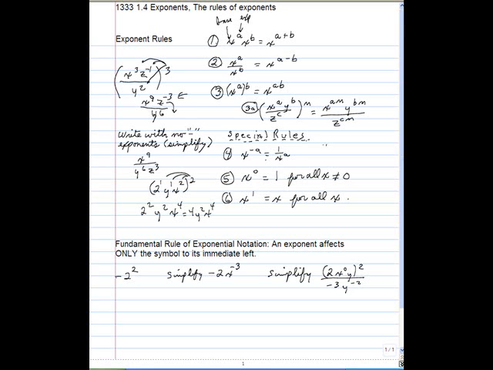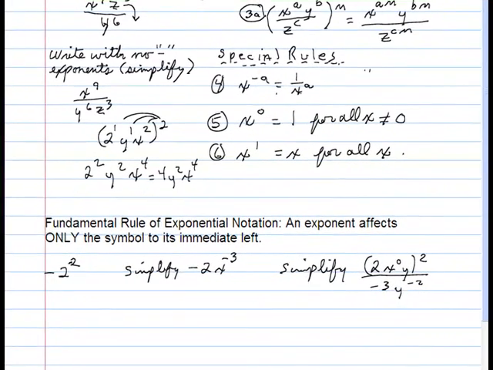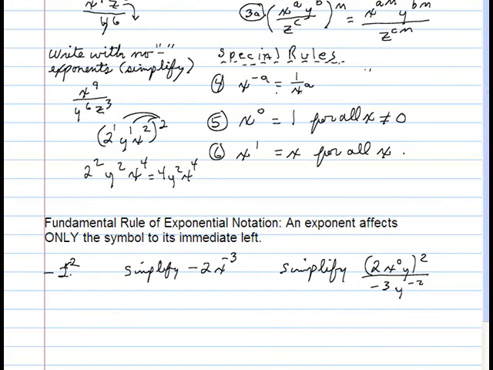So if you are trying to, let's say, evaluate negative 2 squared, do you square a negative 2 or a positive 2? Well, according to the fundamental rule, the only thing that is squared is the first symbol to the left. So that means you would square the 2, but you would not square the negative. So you would get negative 2 times 2, which is negative 4. You say, well, I thought negative 2 squared was positive 4. Well, it is if you write it this way.